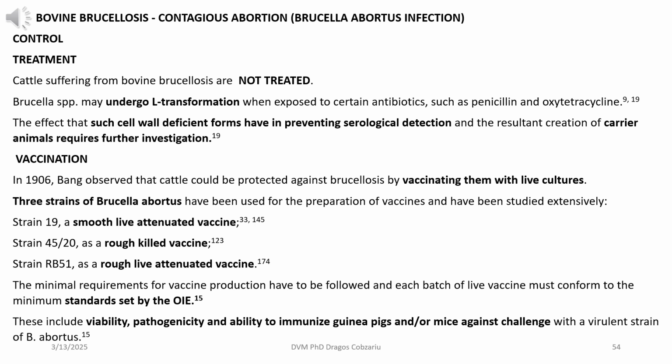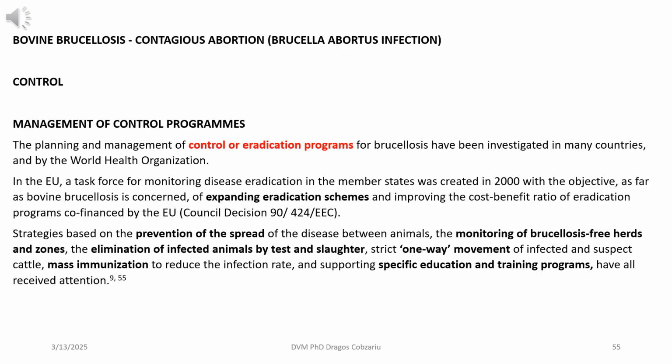The minimal requirements for vaccine production have to be followed and each batch of live vaccine must conform to the minimum standards set by the WOAH. These include viability, pathogenicity and ability to immunize guinea pigs and or mice against challenge with a virulent strain of B. abortus. The planning and management of control or eradication programs for brucellosis have been investigated in many countries, and by the World Health Organization.